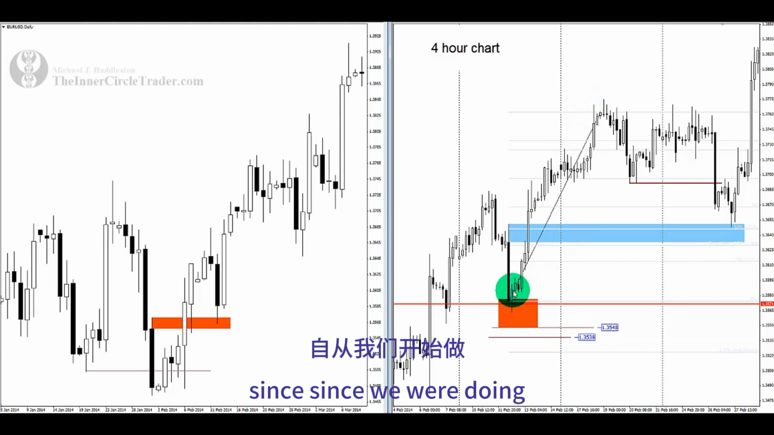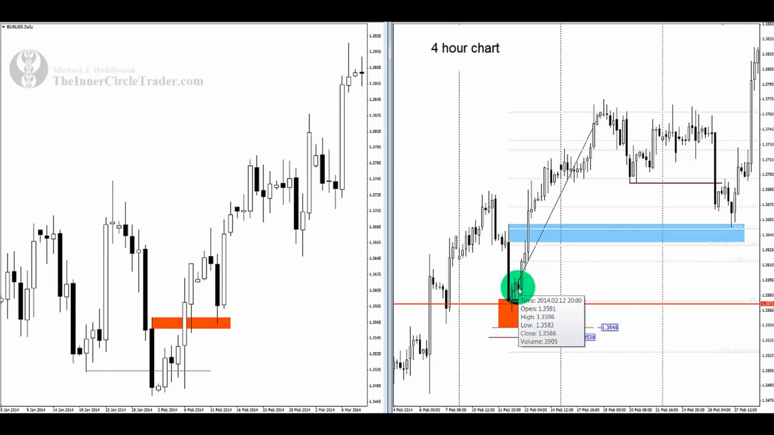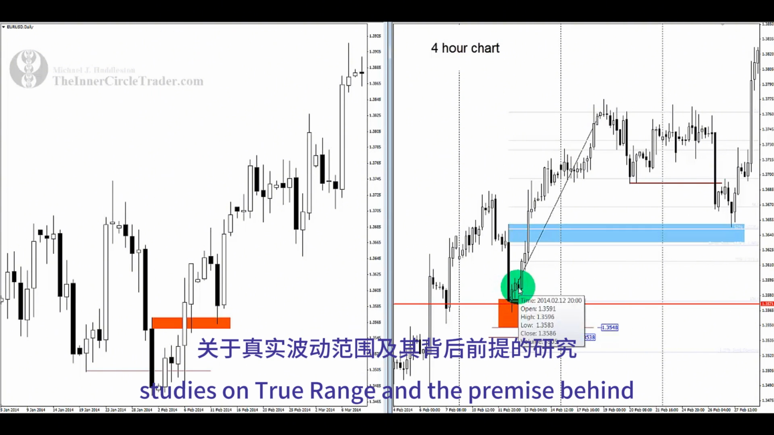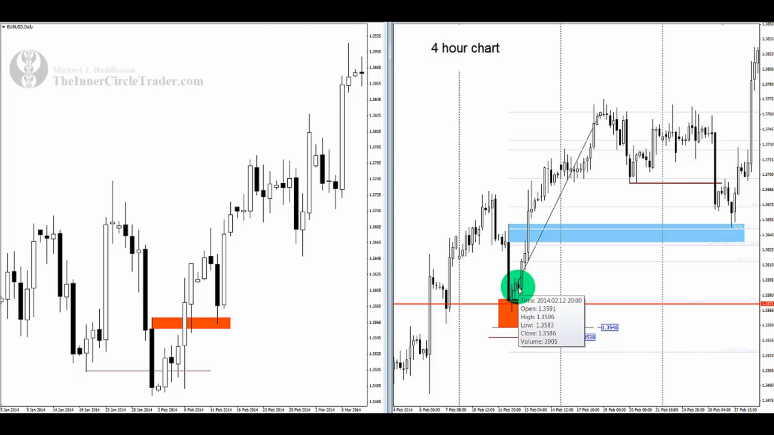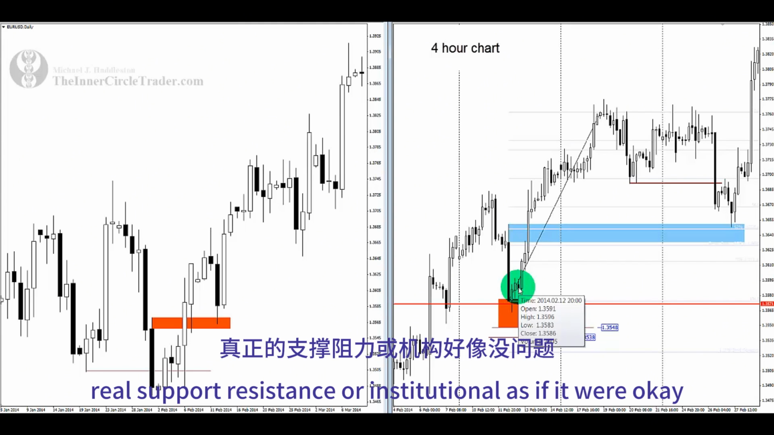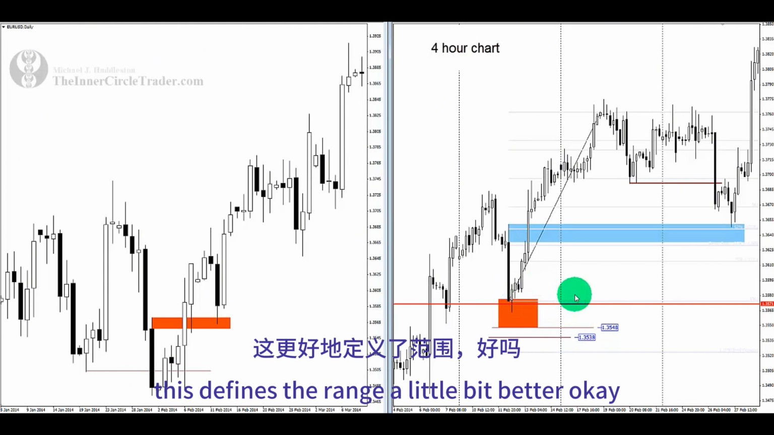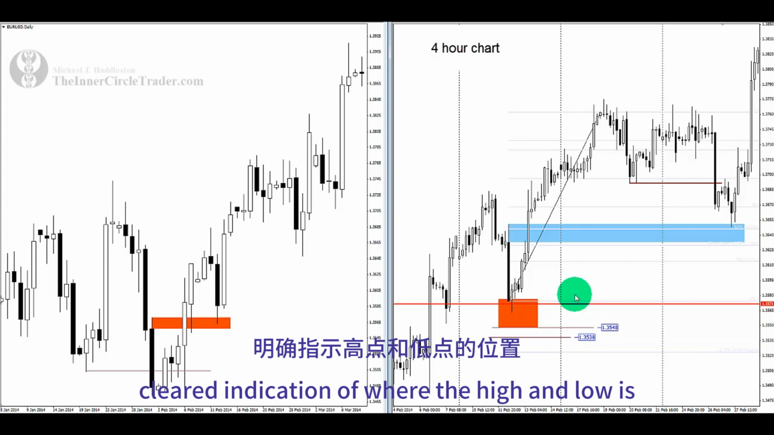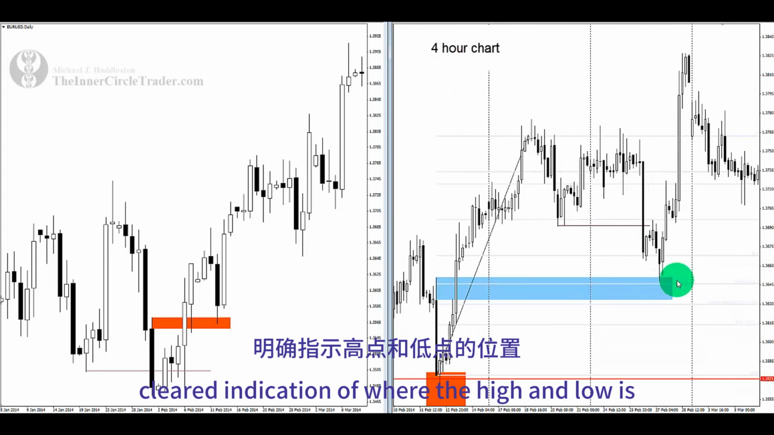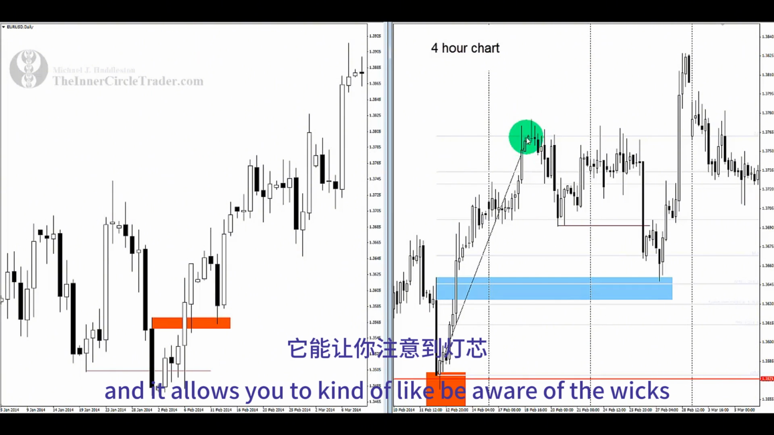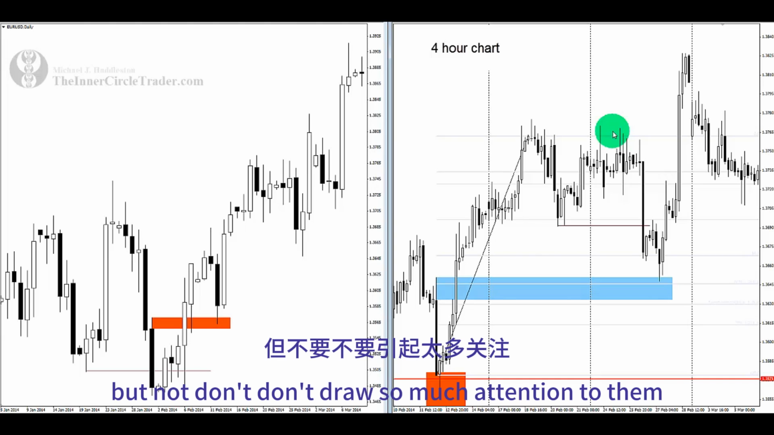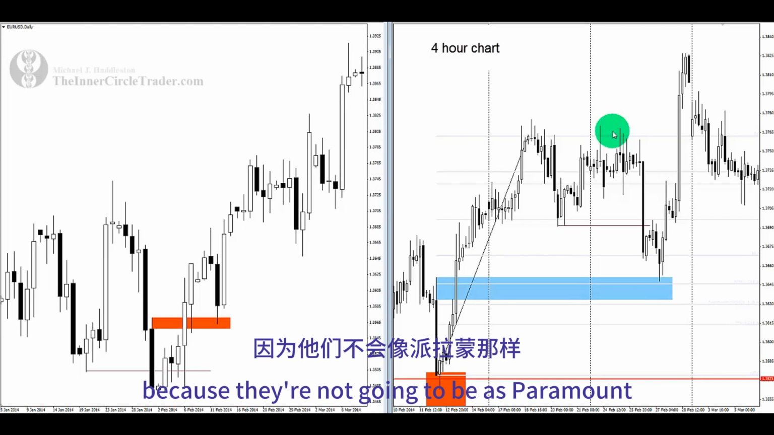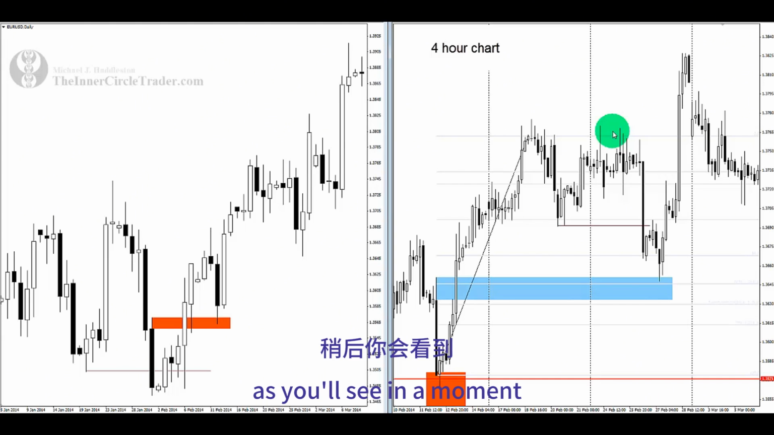Since we're doing studies on true range and the premise behind real support and resistance, or institutional as it were, this defines the range a little bit better. It gives you a much clearer indication of where the high and low is, and it allows you to be aware of the wicks, but not draw so much attention to them, because they're not going to be as paramount, as you'll see in a moment.